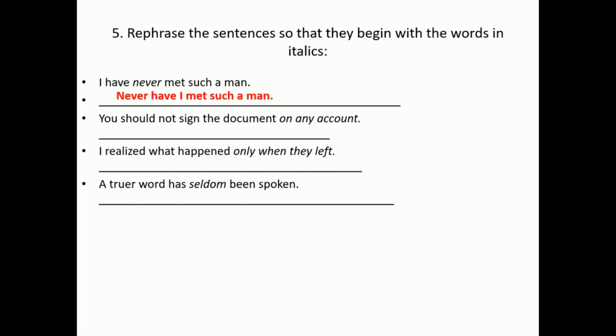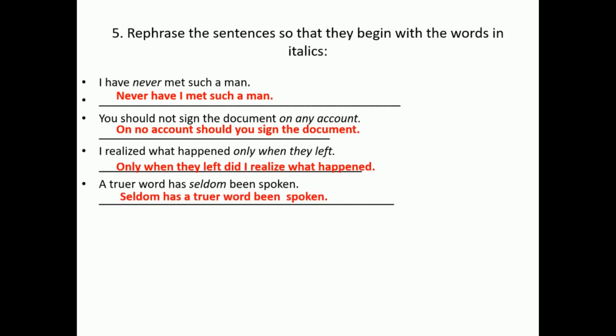You should not sign the document on any account. On no account. Pay attention. You cannot start with on any account. You have to have a negative word to have a negative inversion. So on no account should you sign the document. Only when they left did I realize what happened, and seldom has a true word been spoken. We practice this, you know this, so it's a very short and simple exercise.